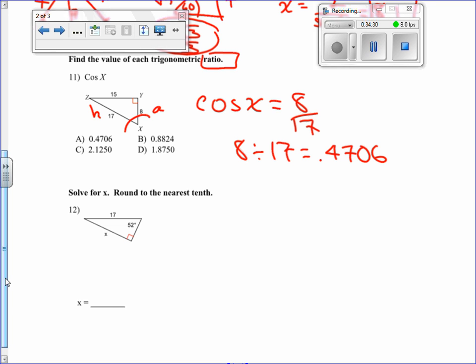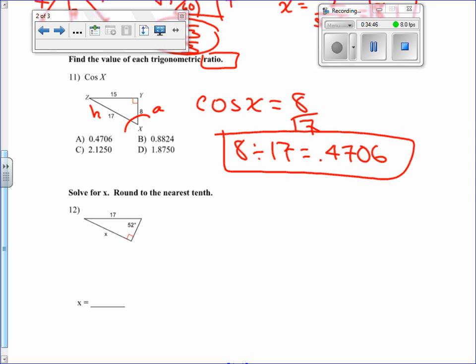Okay, well make sure you know how to do it. This is all you type in the calculator. You don't have to use a cosine function because you don't know an angle and you're not looking for an angle.